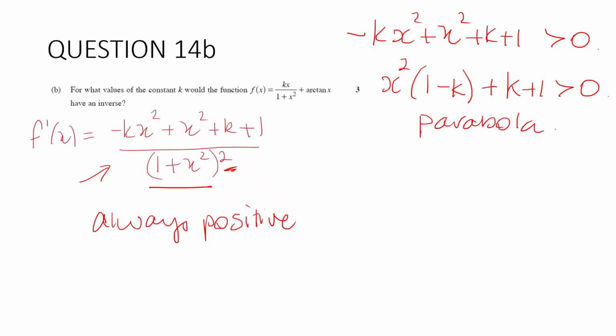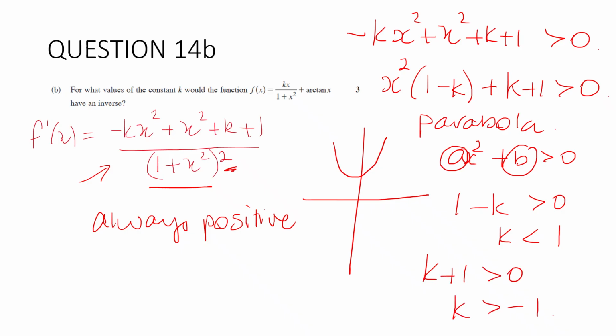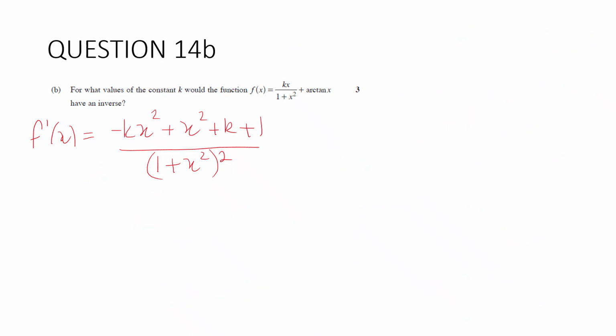This is of the form ax squared plus b is greater than 0, which means that for it to look like this and be always positive, we want a greater than 0 and we want b greater than 0. In other words, 1 minus k has to be greater than 0, so k is less than 1, and k plus 1 has to be greater than 0, so k is greater than negative 1. Therefore, the solution to this particular inequality is going to be negative 1 is less than k is less than 1. Now let's look at the other case.